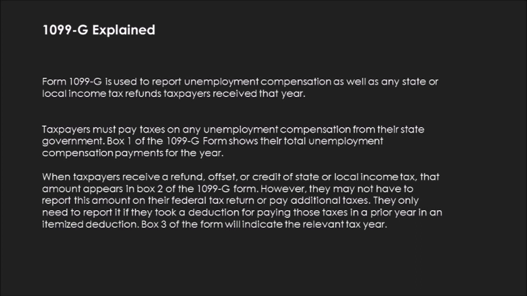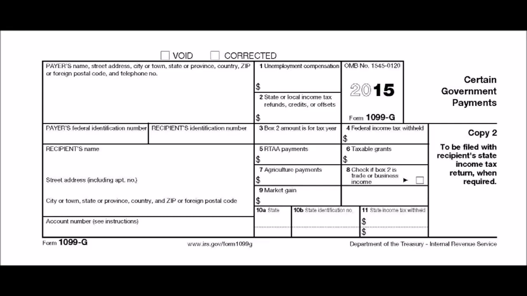The taxpayer only has to report the state refund as income if they took a deduction for paying those taxes in a prior year, as an itemized deduction. This is a 1099-G. Unemployment is reported in Box 1, and the taxable state refund is reported in Box 2. Box 3 shows the year that the state refund is from, and Box 4 is the federal withholding.